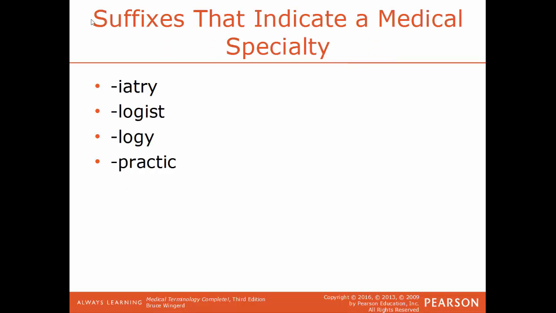Alright, suffixes that indicate a medical specialty. The first one, iatry, is a reference to medical treatment. Someone who practices psychiatry, for example, will deal with the medical treatment of the psyche or the mind. Logist, this is someone that is involved with the study of a root word, such as a cardiologist is someone who specializes in the field of cardiology. And the suffix logy is a reference to the study of. So cardiology is the study of the heart.